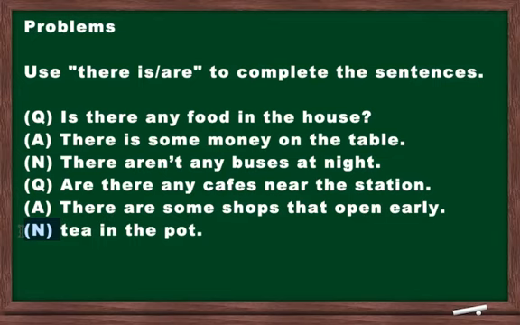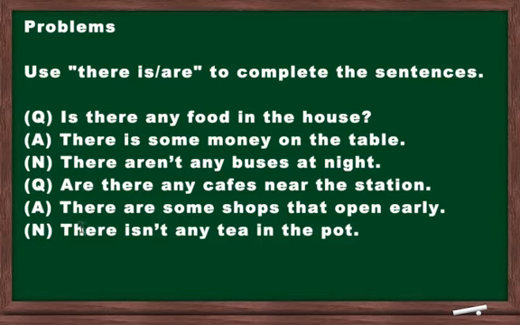And the last one, negative. Tea. Now tea is non-count. So there isn't any tea in the pot. So because it's negative, we have to use any. And that's it. So that's a brief overview of how to use there is and there are.